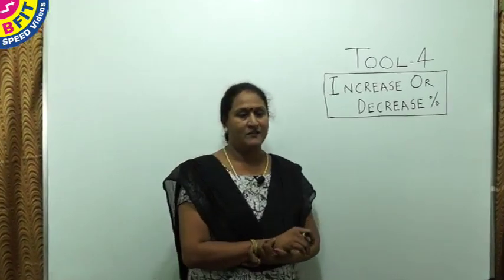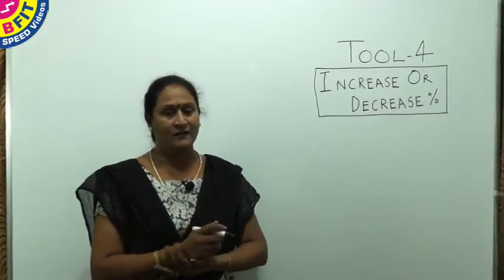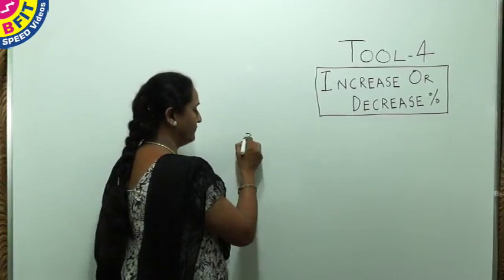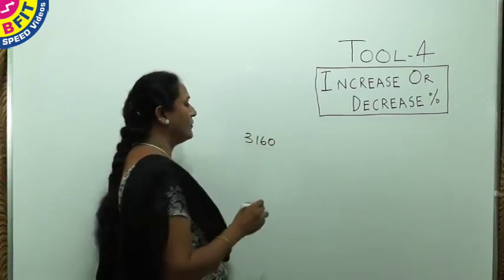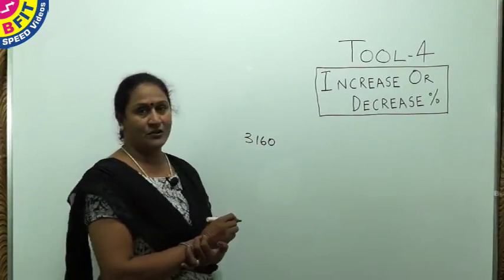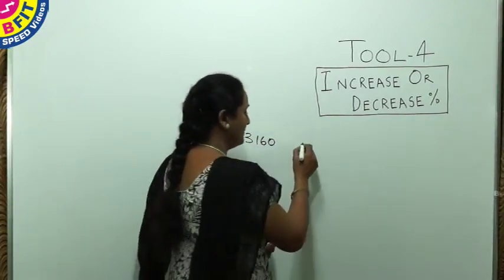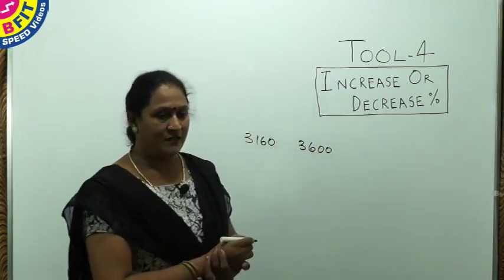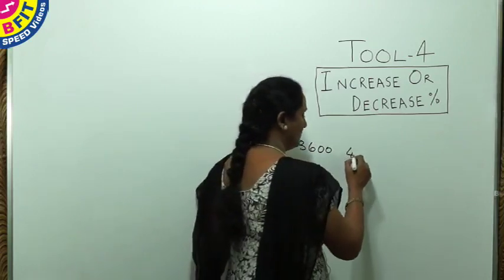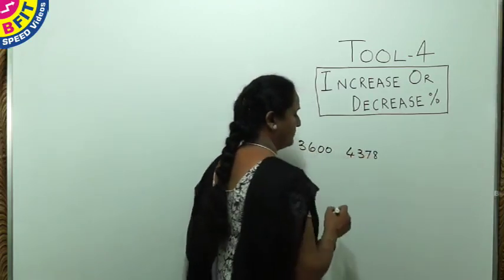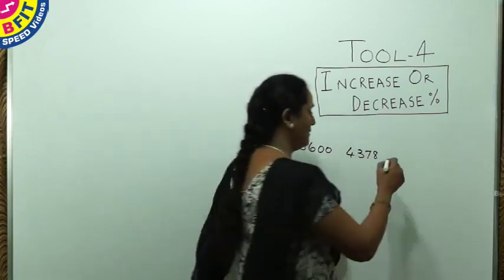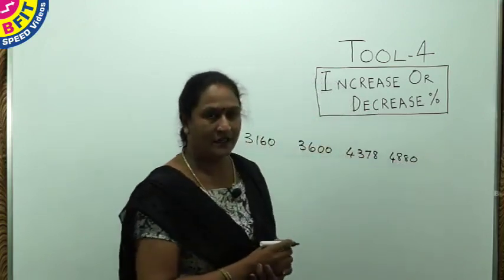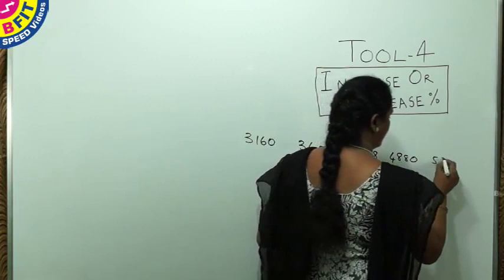The data is given for 2009, 10, 11, 12 and 13, so we'll write down the data. For 2009 it is 3160, for 2010 it is 3600, for 2011 it is 4378, for 2012 it is 4880, and for 2013 it is 5760.